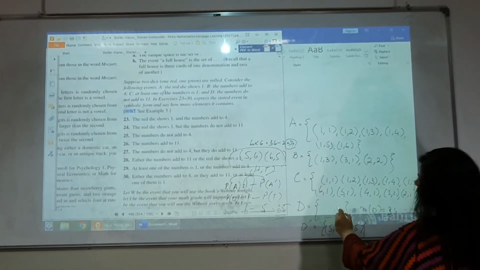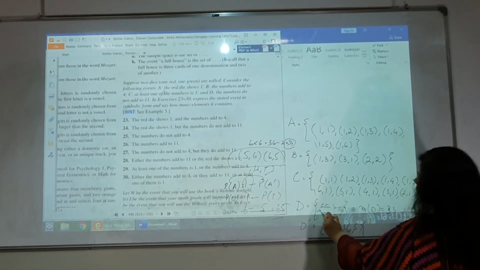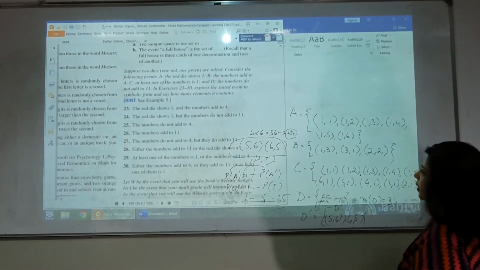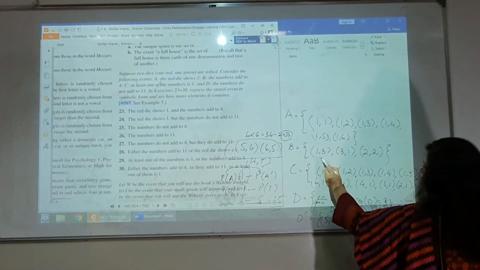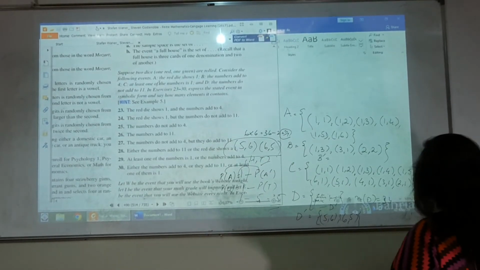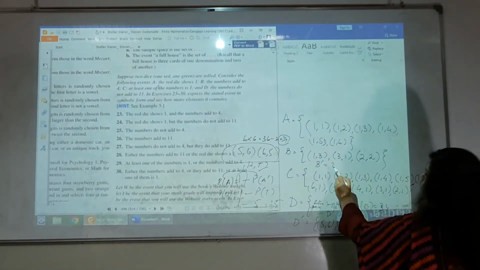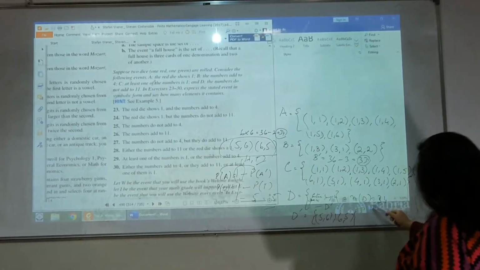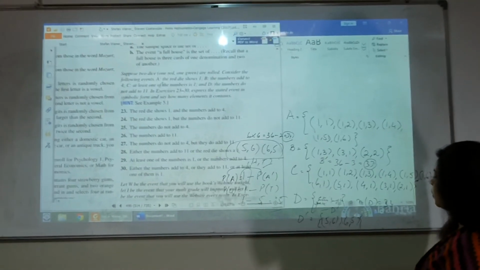So anything subtracting from the entire sample space, actually this is the entire sample space. Entire sample space minus the D complement. I'm also going to be writing the B complement here. Now B complement in this case would be the numbers that do not add to 4. So the ones that do not add to 4 would be 36 minus 3, in this case 33, right? So now we have the B complement, we have the D complement, and we have the B.